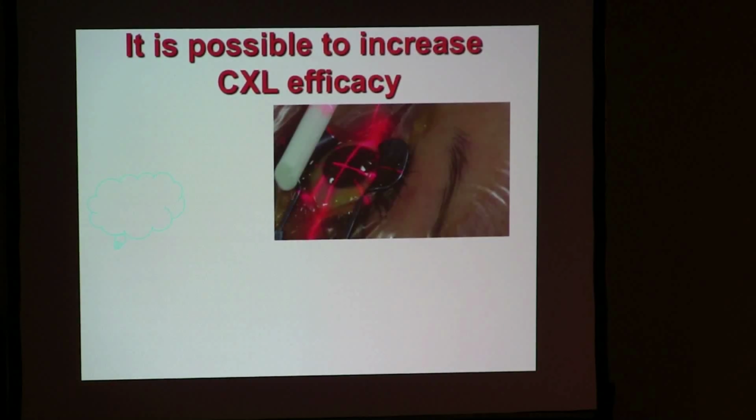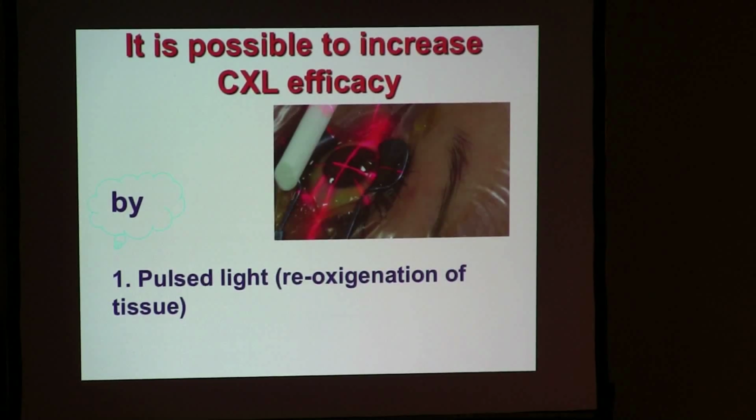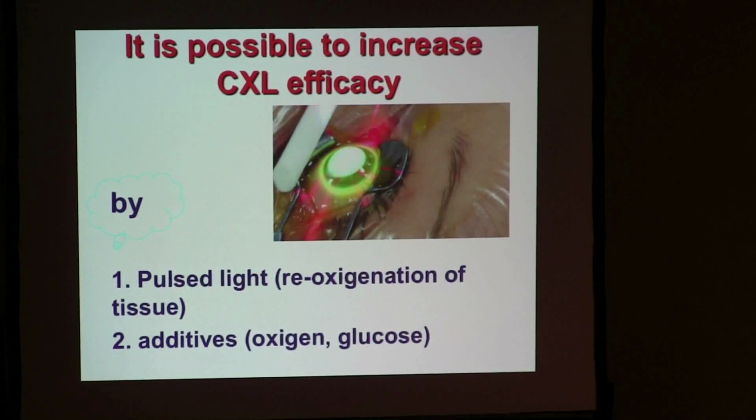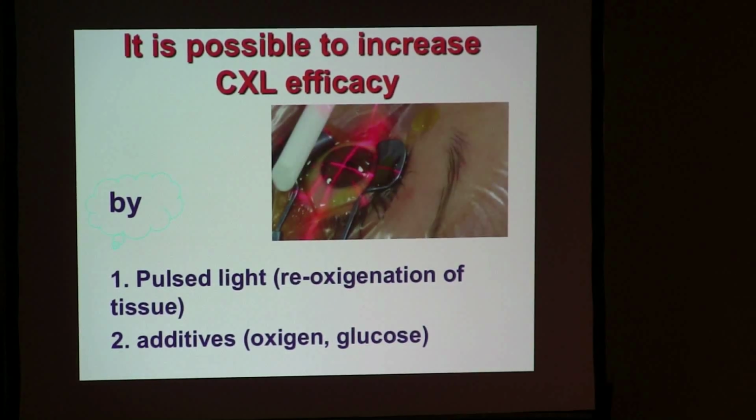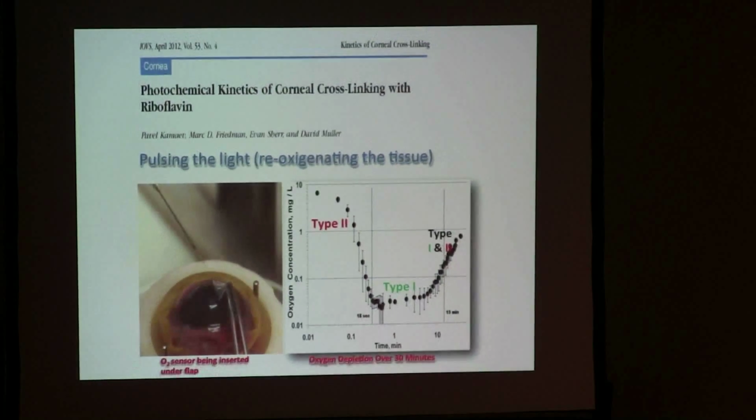Another way to increase the cross-linking efficacy is oxygen. Actually, with a machine that we are currently developing, we tried to have a pulsed light, as you saw in the video, because oxygen is the principal actor in cross-linking.